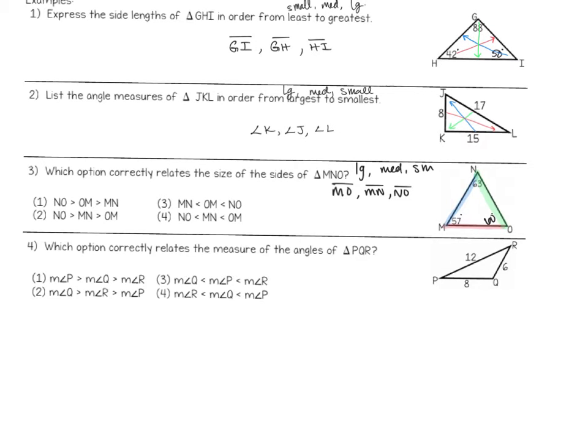So if I'm trying to write an inequality statement here, the first one says NO is greater than OM. Well, that can't possibly be true. My smallest side is NO. That can't be greater than side OM, so I can cross this one out. My next one says NO is greater than MN. Well, that can't be true either. NO is my smallest side, so that one's out.